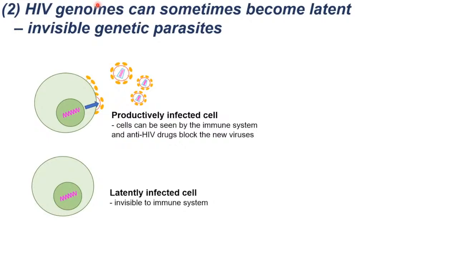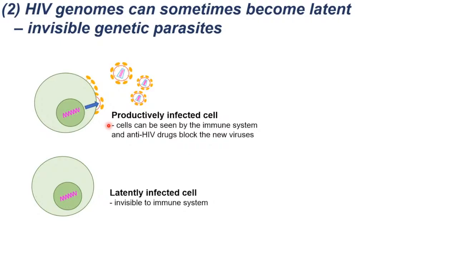Right. Okay. Sometimes those HIV viruses, after they've integrated into the genome, instead of actively producing new viruses, as in this case, become latent. The genome switches off, but the genome is still there. So this is like a genetic parasite in the cell, and we call these cells latently infected. Because they aren't making new viruses, they don't look any different than uninfected cells, and they're invisible to the immune system, and therefore they can persist.